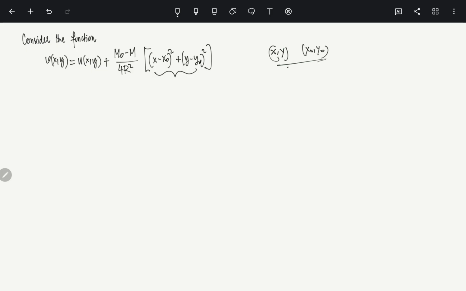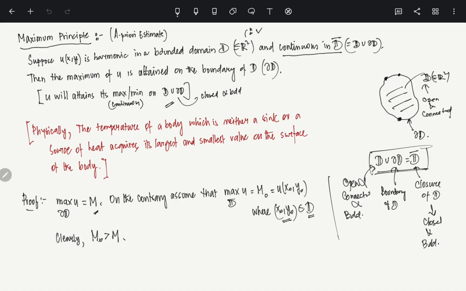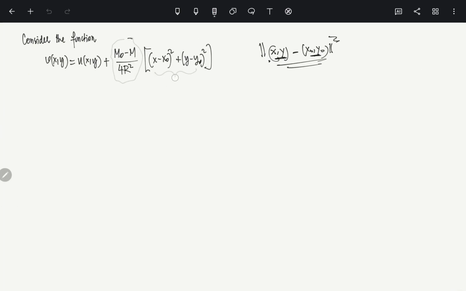So I am defining a function v at the point x y to be u of x y plus some constant, which depends on capital R, times the square of the distance between these two points. Essentially v is u plus a positive function, which is the distance between the point where we are evaluating and x naught y naught. What is x naught y naught? It's the interior point where the maximum is attained. Clear?